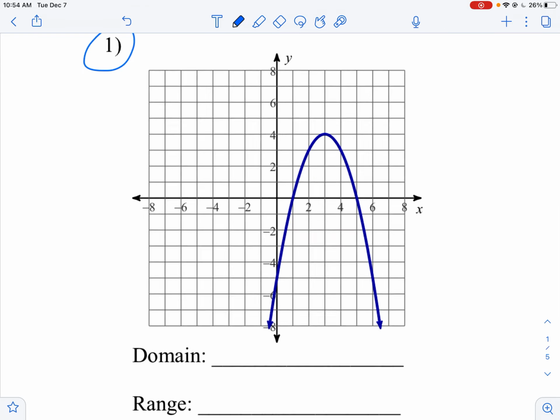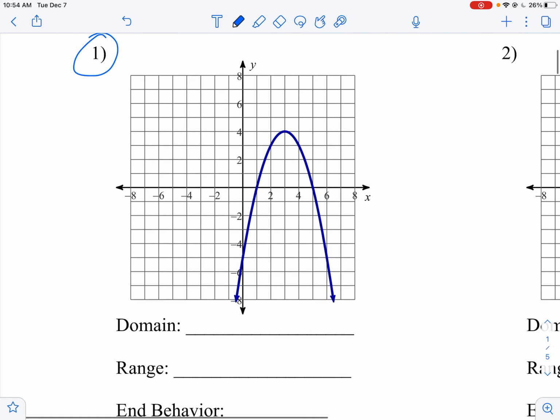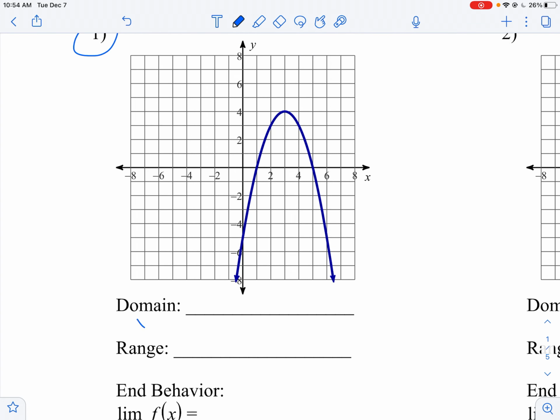Okay, so number one here. It's asking for domain and range. Remember, domain is the x's and the range is the y's, or the x's that the function has and the y's that the function has. So since this function is going left forever and right forever, the farthest left this will go is, well, negative infinity, and the farthest right it's going to go is positive infinity. This is very common to have negative infinity to positive infinity for your domain.